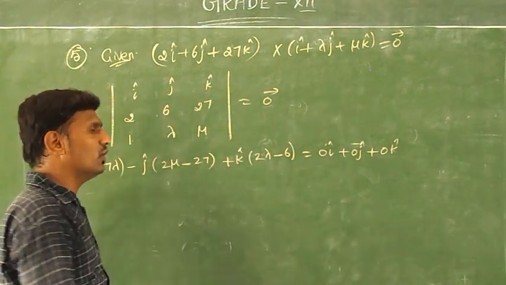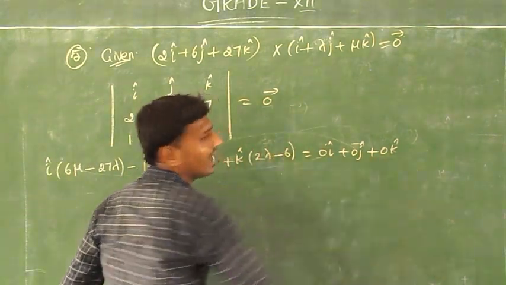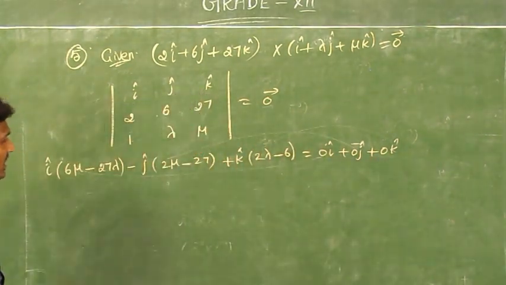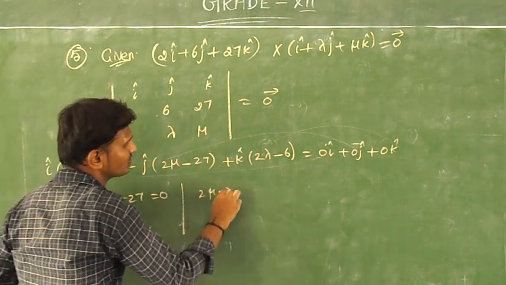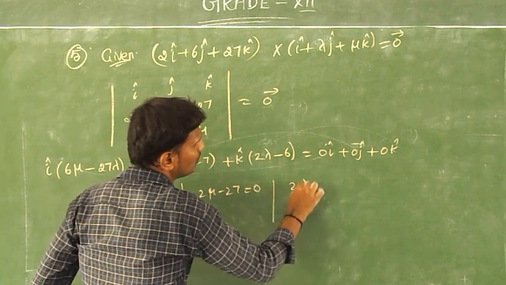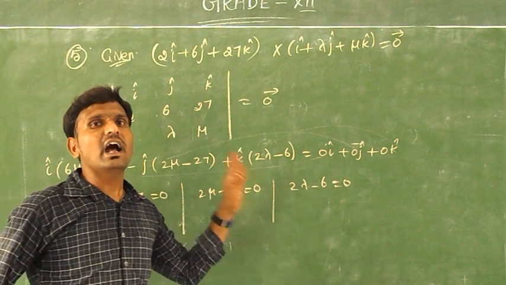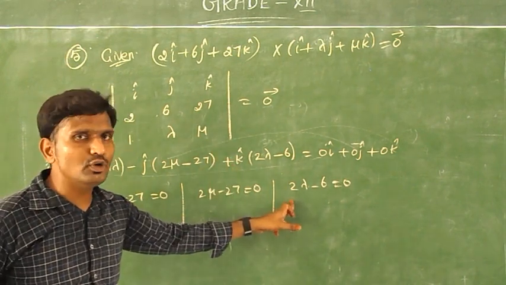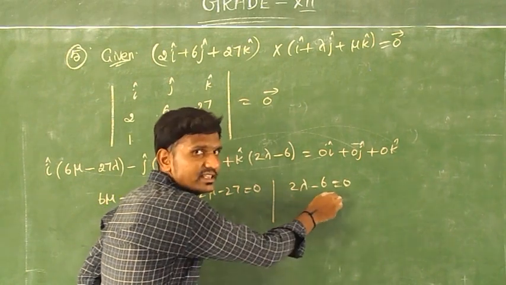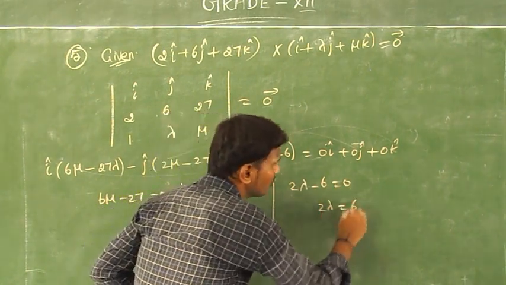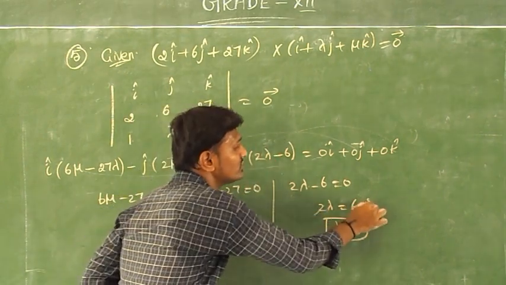Now I want to compare i to i, j to j, k to k. So what do we get? 6 mu minus 27 equal to 0. 2 mu minus 27 equal to 0. Then 2 lambda minus 6 equal to 0. Now equate to get the answer. The third one is very simple for getting lambda: 2 lambda minus 6 equal to 0, so 2 lambda equal to plus 6. Now what is the value of lambda? 1 2 is 2, 3 2s are 6.